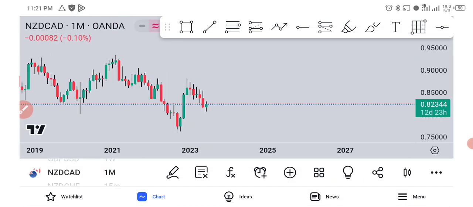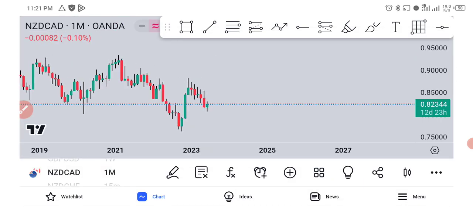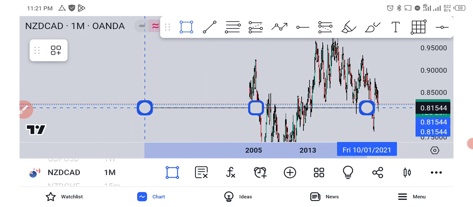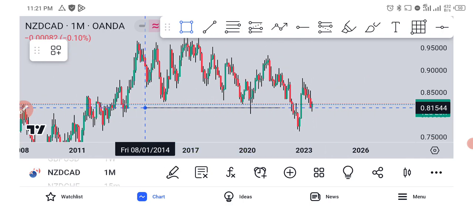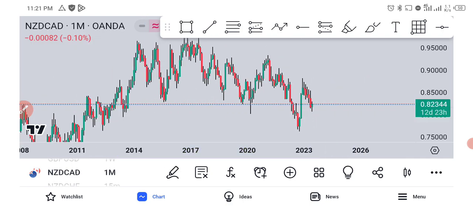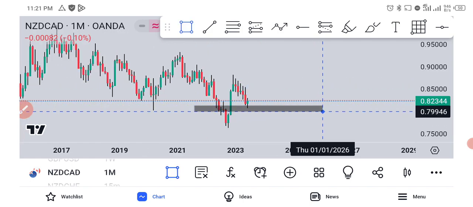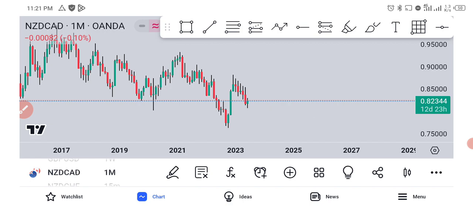So NZD CAD is currently creating this M pattern from the monthly time frame. My students already know what I'm talking about. The market is currently testing this structure from here, which a push to the upside is expected.